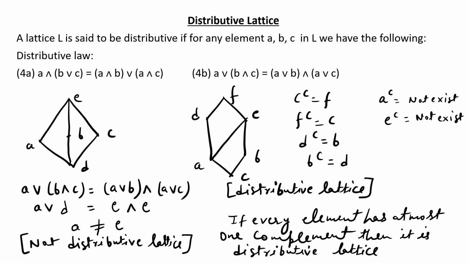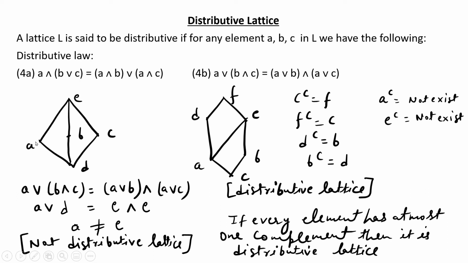So B meet C is D, that is the greatest lower bound. Then A join B, the least upper bound, is E. Then A join C is E. Then A join D would be A. Then E meet E would be E, but A does not equal E. So this is not a distributive lattice because it does not follow the distributive law.